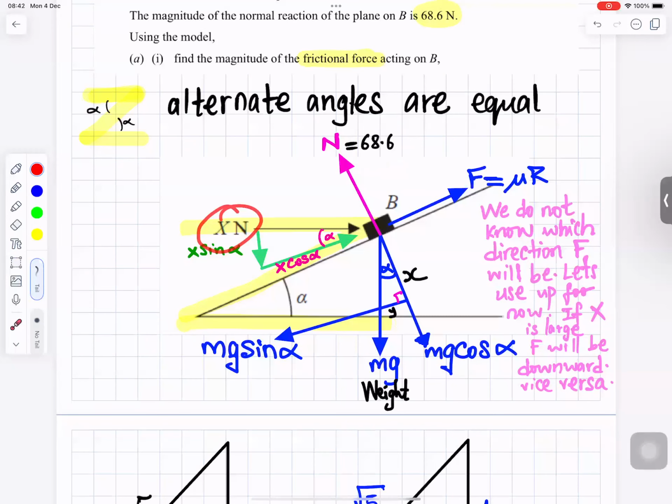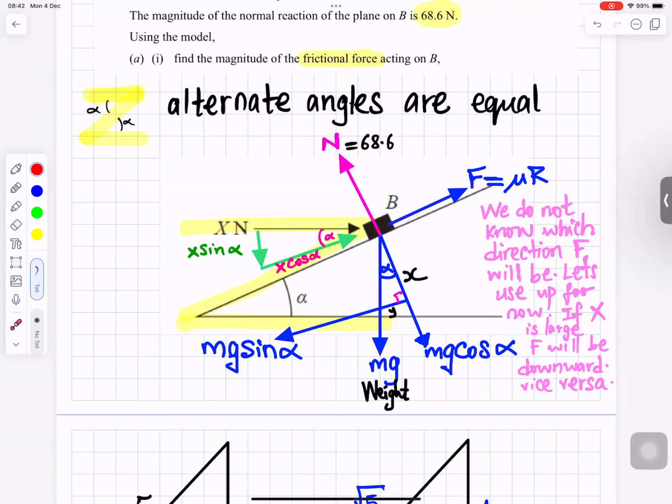This force X Newton is pushing on the object. So why do we use F equals mu R, pointing it up? We do not know which direction F is going to be. It could be going up or it could be going down. We have just chosen going up. It makes the diagram look neater. But when we calculate it from the sign, we would know. So let's use up for now.